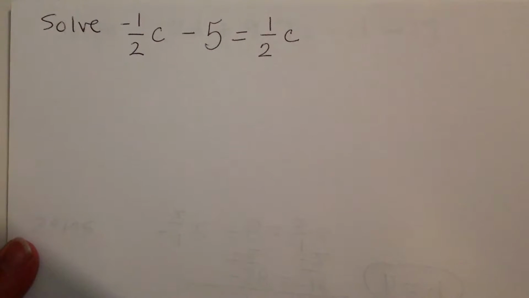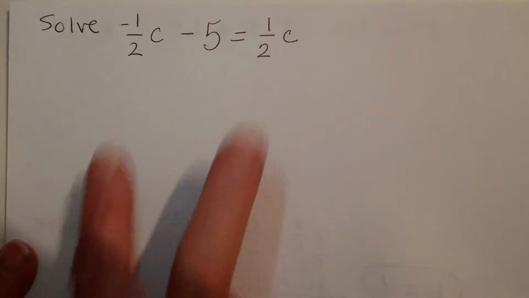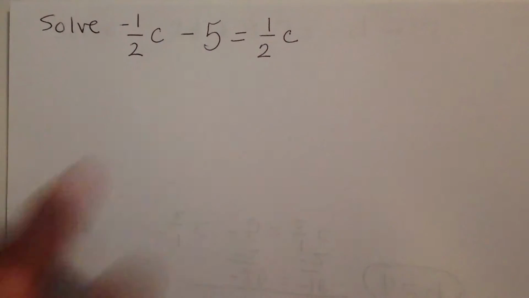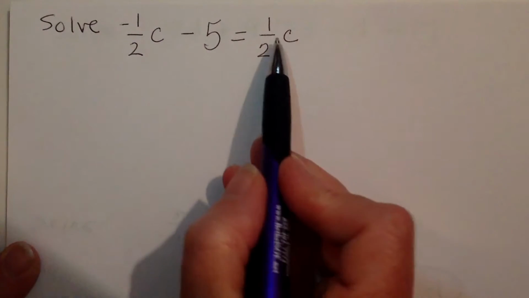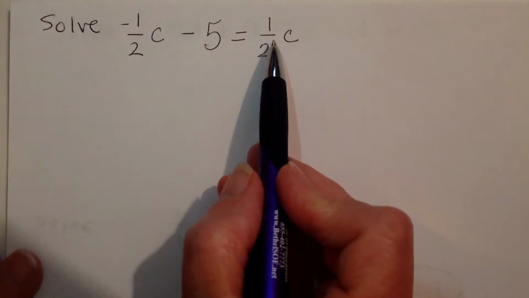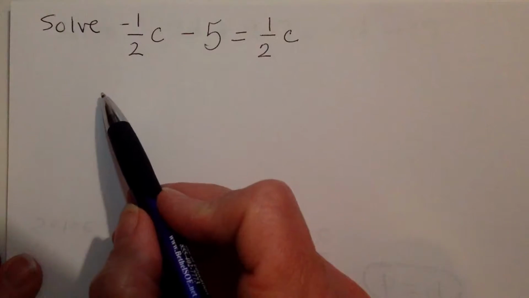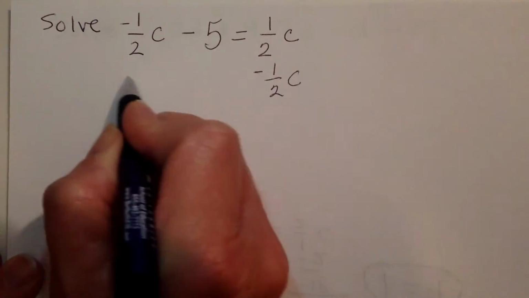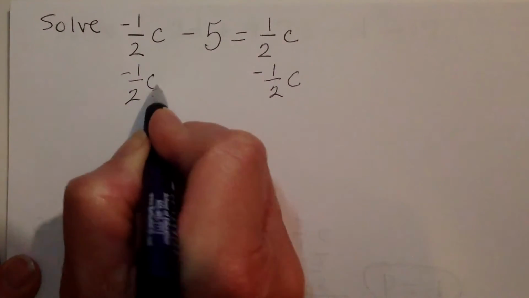Let's solve this equation. I see that I have two variable terms. I cannot do any combining on either side of the equal sign. So I need to move my variables to the same side. First of all, I'm going to subtract 1/2 c from both sides.